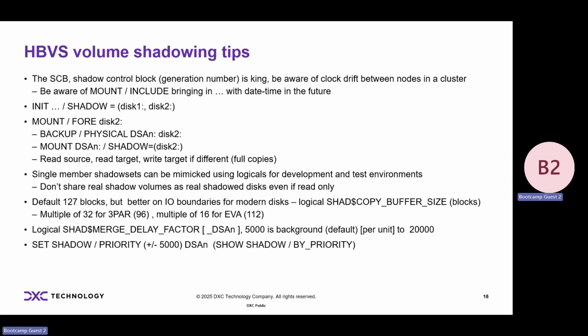So by increasing that figure, it will make your system much more aggressively shadow, do the copying for your disks, but there is a performance penalty, needless to say. And the command show shadow by priority will let you know exactly what you've got. So you may have important data disks and less important data disks, so you can set that however you want.